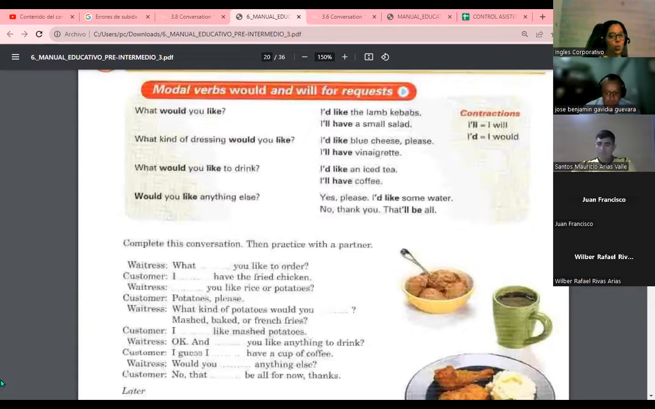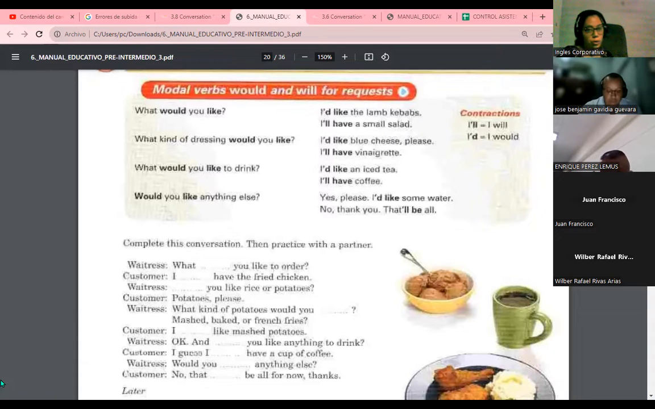¿Para qué utilizamos would? Vamos a ver quién me dice. Teacher, es para hacer oraciones donde genera posibilidad. Como por ejemplo, me gustaría ir. Un deseo. Ajá, muy bien. Por ahí vamos. With desires. Deseos. Excelente.